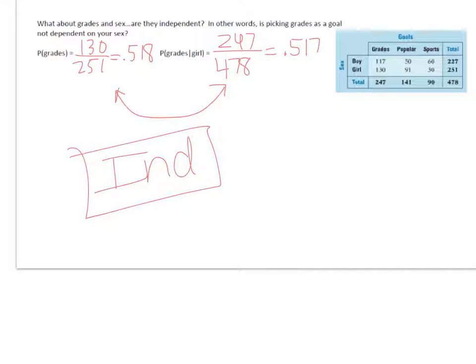So why don't you guys go on to the next example: are living on campus and having a meal plan independent? And then there's a second question there, are they disjoint? I just felt like throwing that one in there. So go ahead and do that example, and then we'll talk about it.